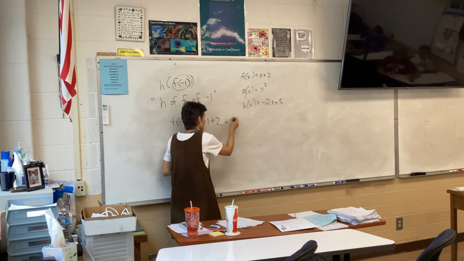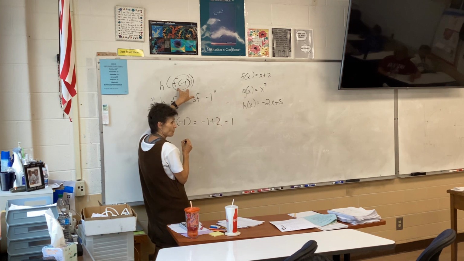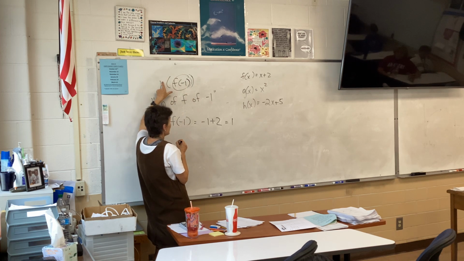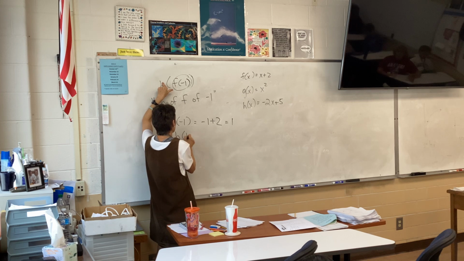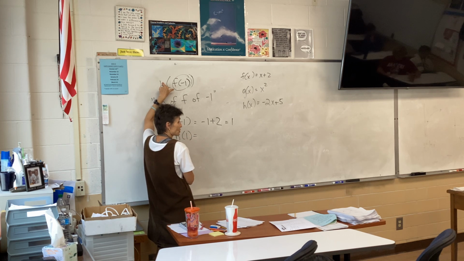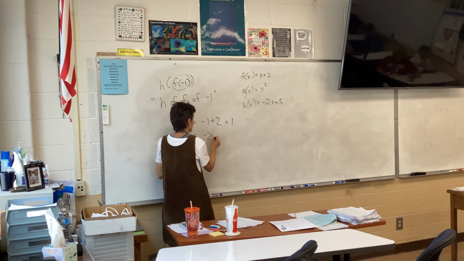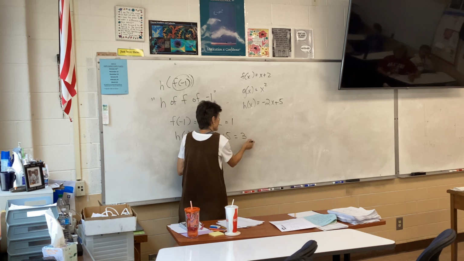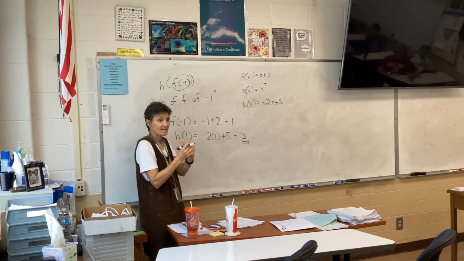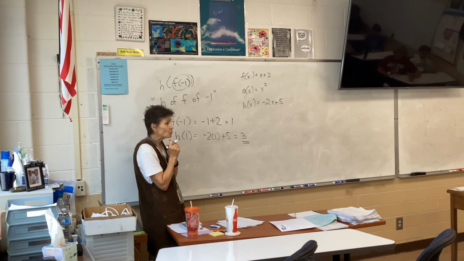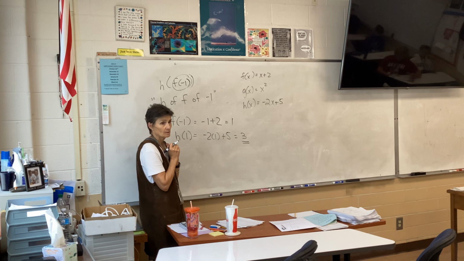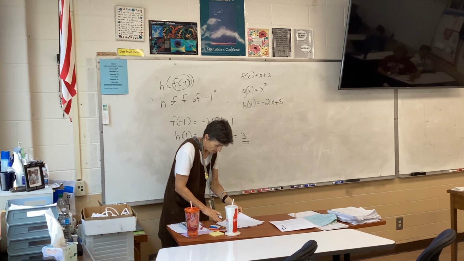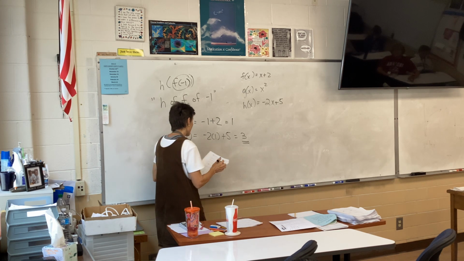Now, what do I do with this 1 that I got? I don't multiply it by h, I plug it into h. So h of 1 is -2 times 1 plus 5, which is 3, and that's the answer to the problem. When you evaluate a function, you take out the x and put in that number. All right, that's J.